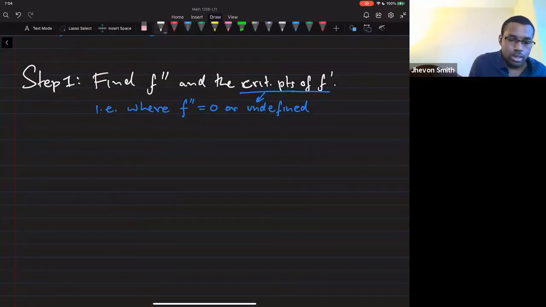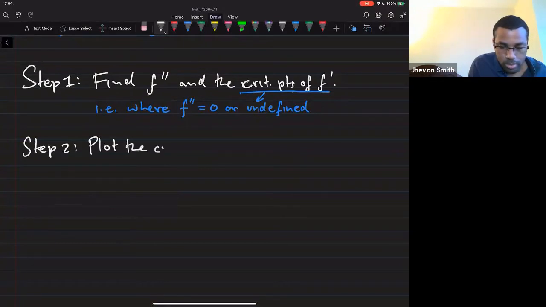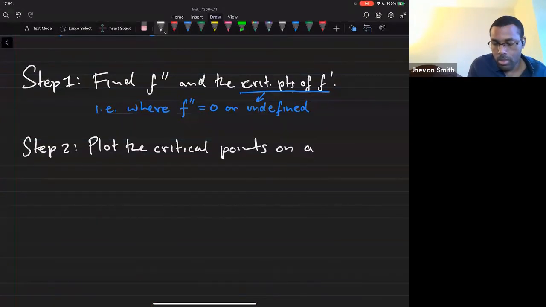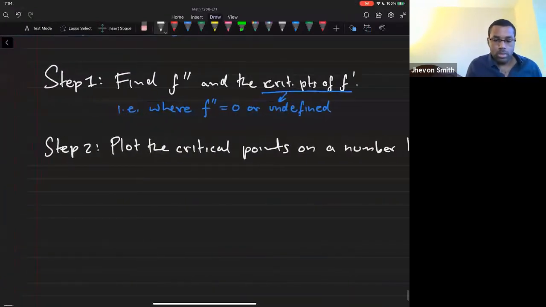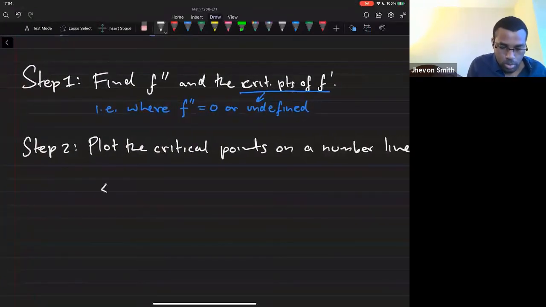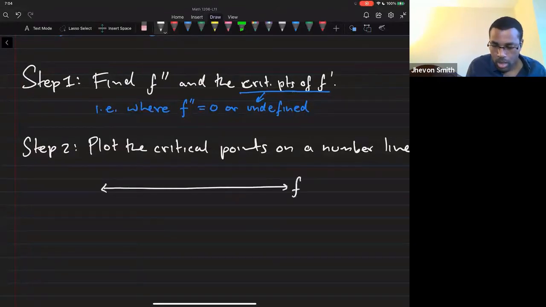And then step 2 is to plot the critical points on a number line. So boom, boom, boom. Put the second derivative here. x is going to be a critical point, and of course, maybe several critical points.